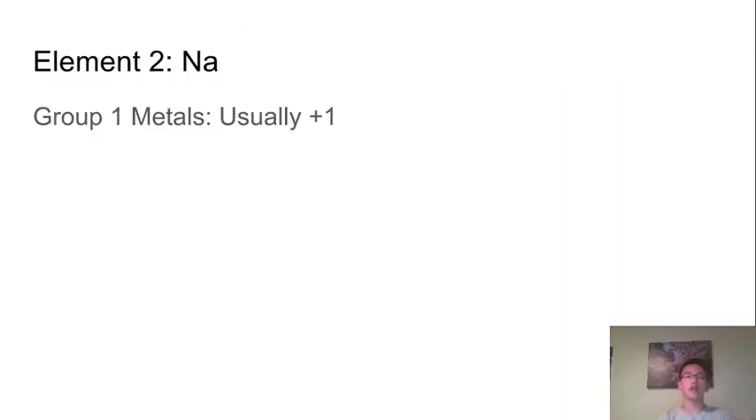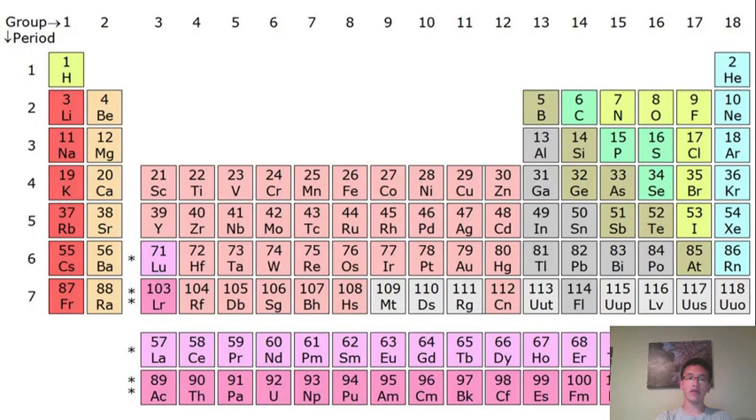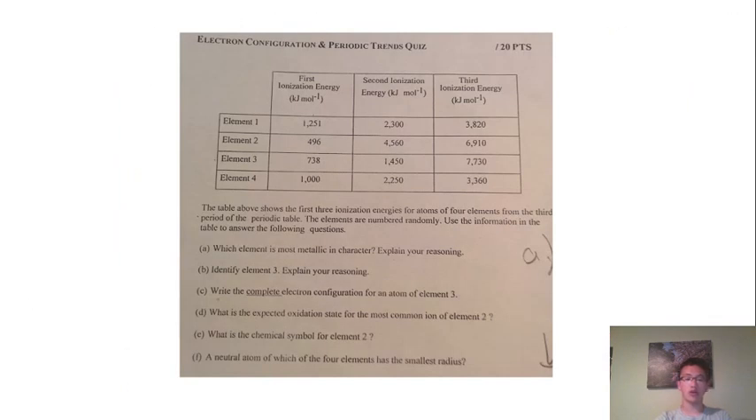Group 1 metals usually have a +1 charge because they only have 1 electron, while group 2 metals will have a +2 charge. So the most common ion would usually have a +1 oxidation state. I don't know why I said charge. And the element symbol, as we said, was sodium. For the next question, I got that one right.